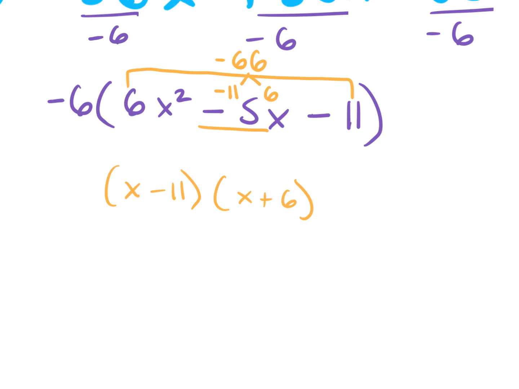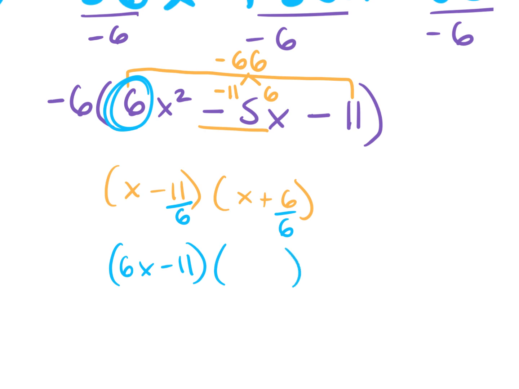What do we have to do next? Divide by 6. So since we started with multiplying, we have to remember to divide. Can I divide 11 by 6? Nope. So what would our first parentheses be? 6x minus 11. Can I divide 6 by 6? What's our second parentheses going to be? X plus 1.